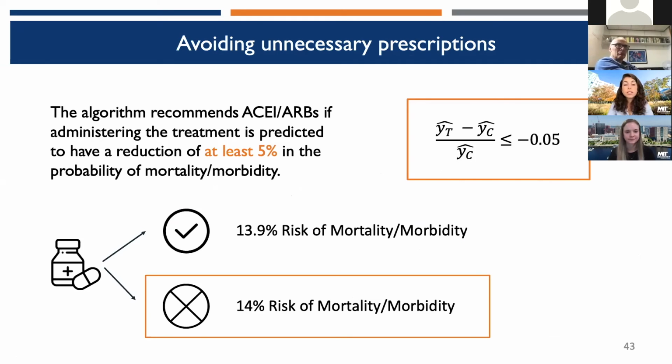So we have adjusted our methodology so that the algorithm recommends ACE inhibitors and ARBs if administering the treatment is predicted to have a reduction of at least 5% in the probability of an adverse event. The improvement threshold is intended to reduce unnecessary prescriptions. Because if the patient's predicted risk is nearly identical under both treatment alternatives, just like the case of random forest we saw before, we do not recommend the treatment, and thus we avoid unnecessary prescriptions for the patient.